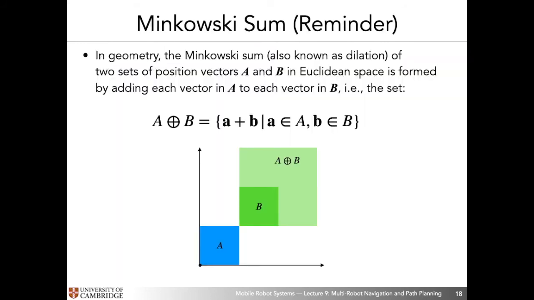So to start off, I want to give you a bit of a reminder of the Minkowski sum, because we'll be using this notion in one of the methods that I'm going to be introducing next. You've seen these slides before. I just want to do a quick recap. If you remember, the Minkowski sum of A plus B simply adds all the vectors in A to the points in B, essentially dilating the area of B by A, right?